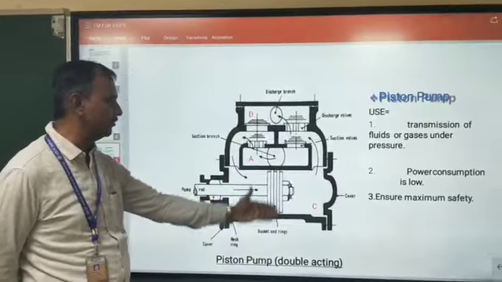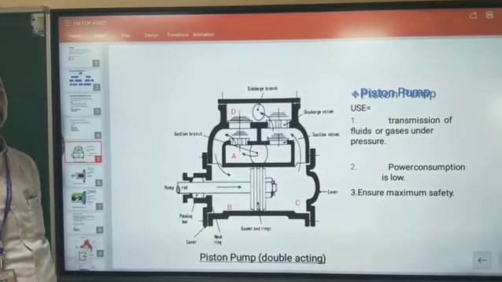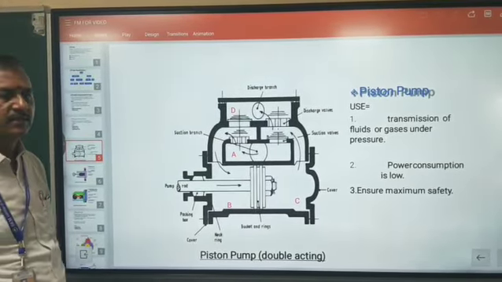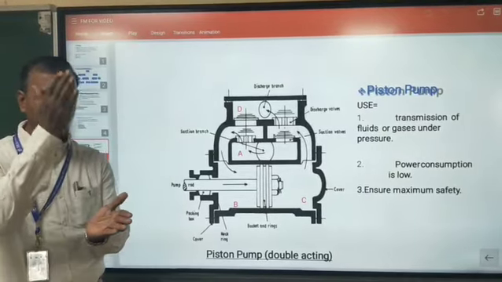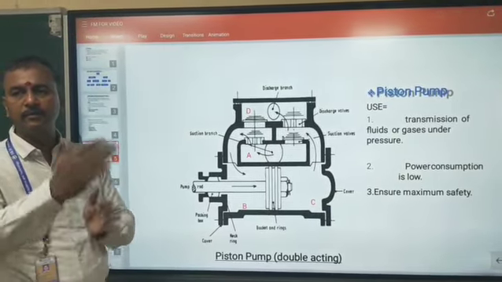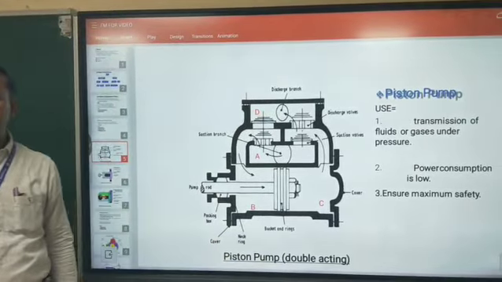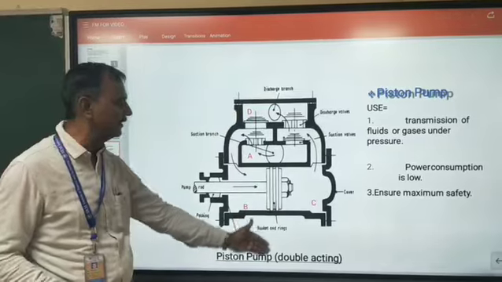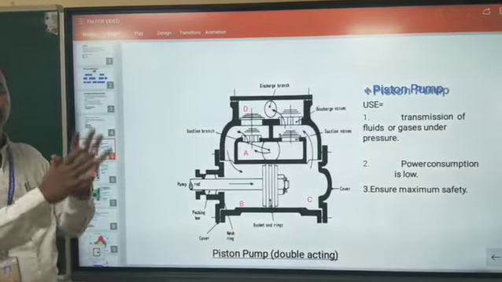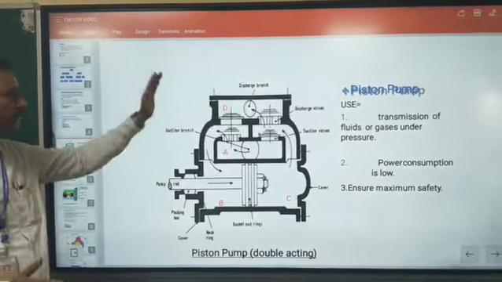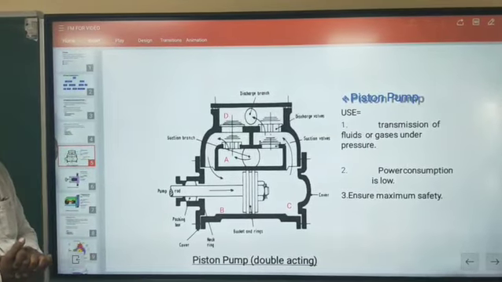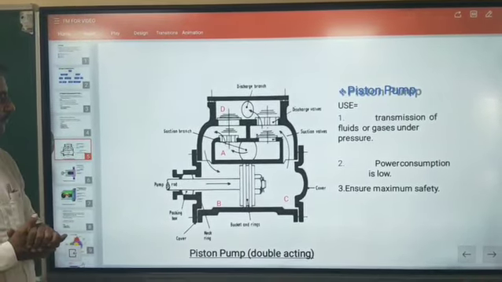Here is an example, the cross section view of piston pumps. Cross section view means, for example, if you take an apple or fruit and cut it in half, you can see the flesh. Like that, for better understanding of a device, the device will be cut. You just imagine how the cross section view of the pump will look.